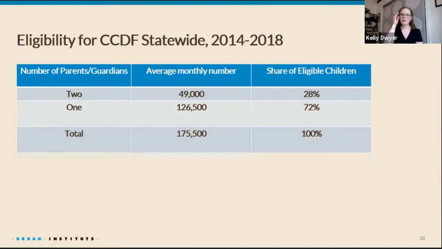We also found that the vast majority of children, 72%, lived in households with one parent or guardian. We also found that the vast majority of children were living in households where the parent or parents were working full-time, which we defined as working 35 hours or more per week. And only 2% were in families where a parent was a student, and 1% were in families where a parent was searching for a job.